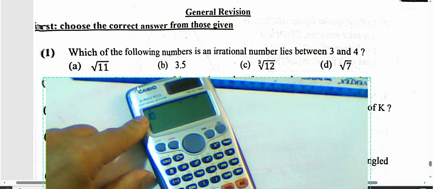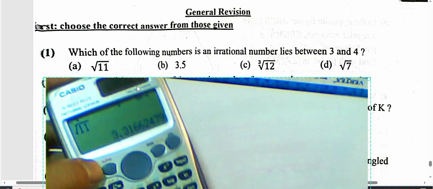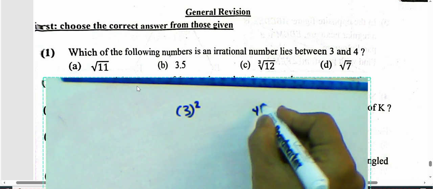You can use a calculator to find the answer like this. Put square root of 11 equal to, and press this button here. The result will be 3.3. Then the answer will be square root of 11. We call it an irrational number, because the answer here will be a decimal. Then the answer will be letter A, or you can write 3 power 2 and 4 power 2.